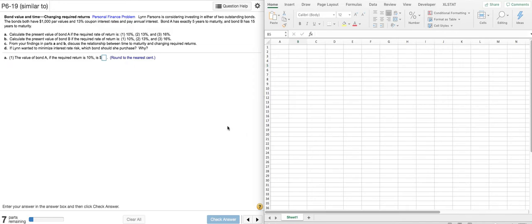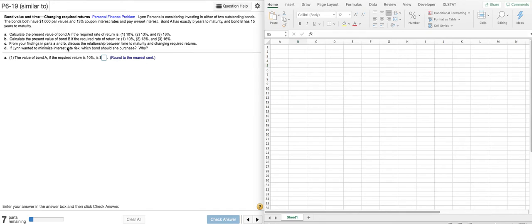6-19, and we have a person named Lynn Parsons who is looking at two different bond alternatives. Both bonds have $1,000 par values and 13% coupon interest rates and pay annual interest, so annual compounding. Bond A has 5 years to maturity and Bond B has 15 years to maturity.